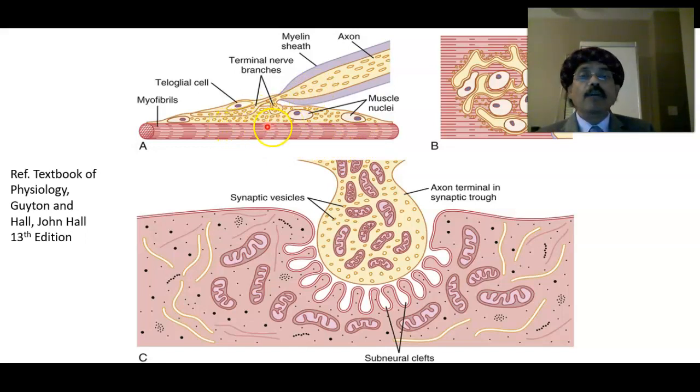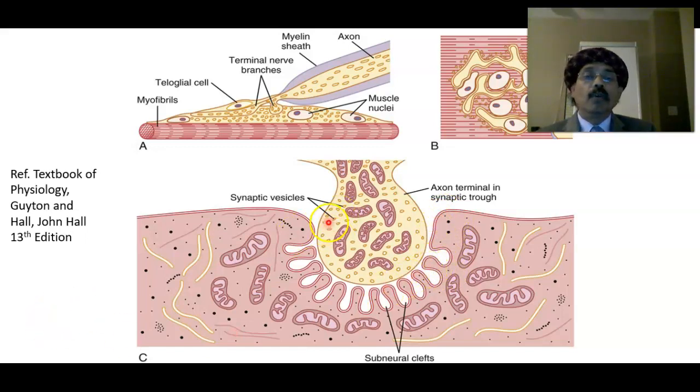This is the neuromuscular junction. This is the neuron, and this is the skeletal muscle. This part is also called the motor end plate. That is the neuromuscular junction. Another name is motor end plate. This is the axon terminal, and it sits in the synaptic trough made by the skeletal muscle sarcolemma. This is the sarcolemma of the skeletal muscle.